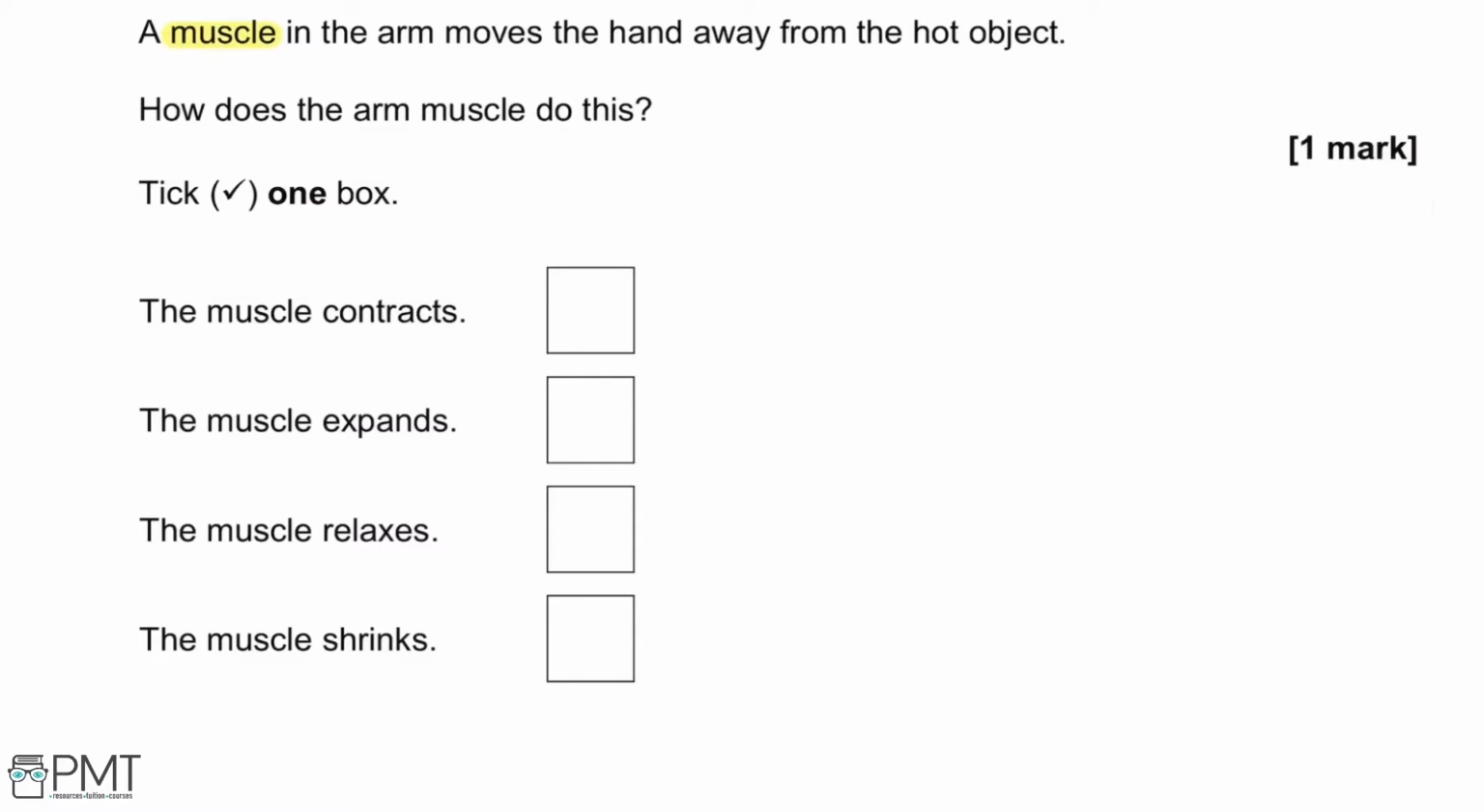A muscle in the arm moves the hand away from a hot object. How does the arm muscle do this? Tick 1 box, and this question is worth 1 mark. The correct answer is that the muscle contracts, so you tick the first box.